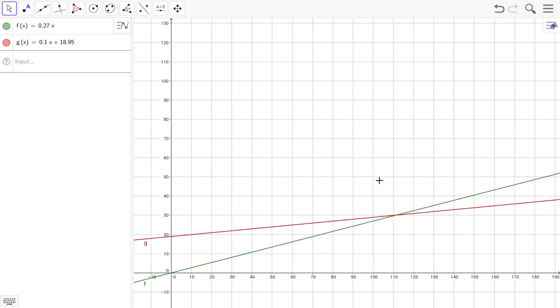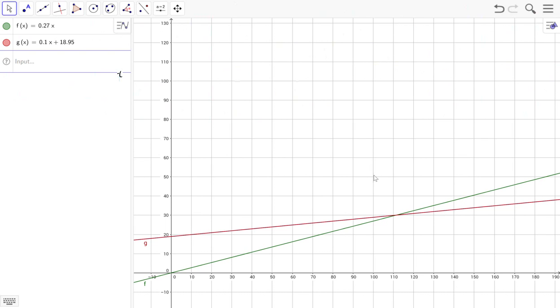So we want to know where the second function g of x is going to be less than the first function f of x. So from the intersection forward, this red line, our g of x, is below our f of x, which is in green. So we want to look for this intersection. And we can do that by setting f of x equal to g of x.